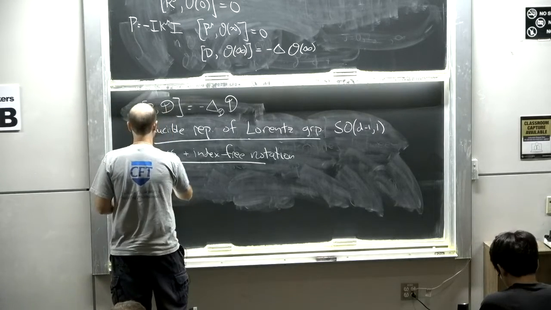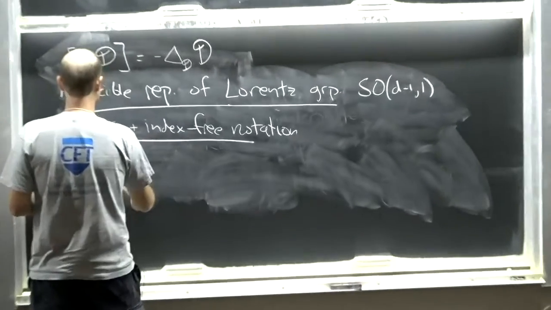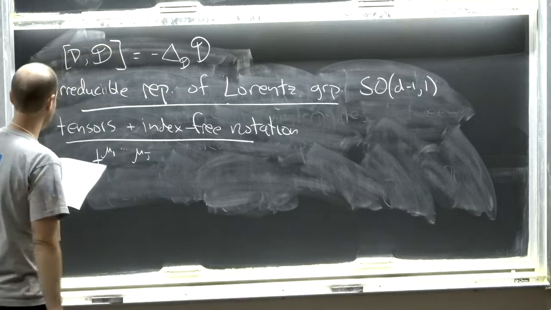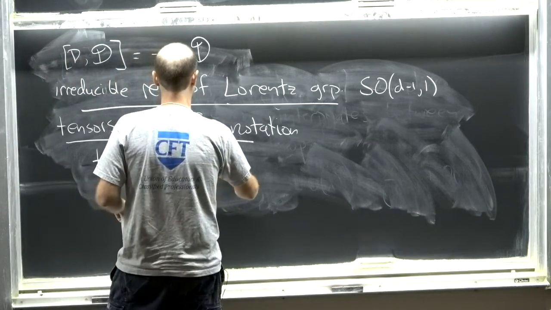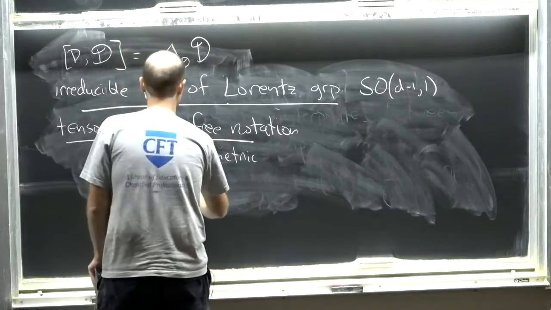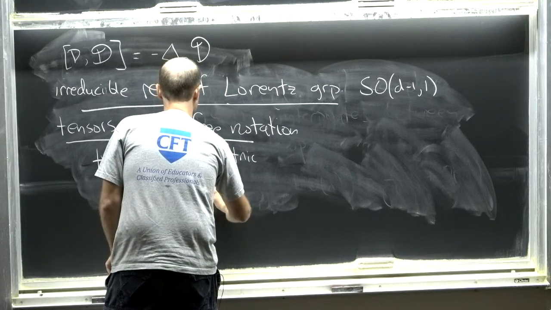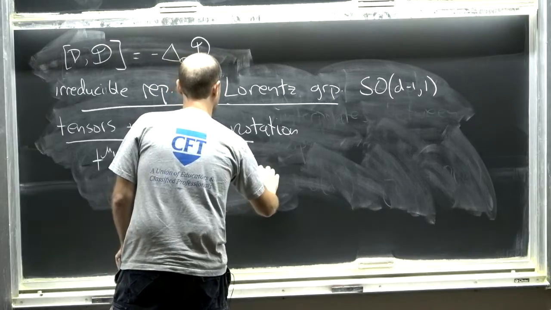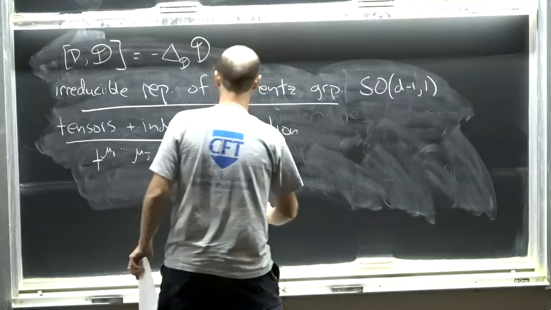So let's start with a traceless symmetric tensor with spin j. So this is a tensor with j indices. It's symmetric. And traceless. So tracelessness means that if we contract any pair of indices with the metric, then the result vanishes. So this is tracelessness.